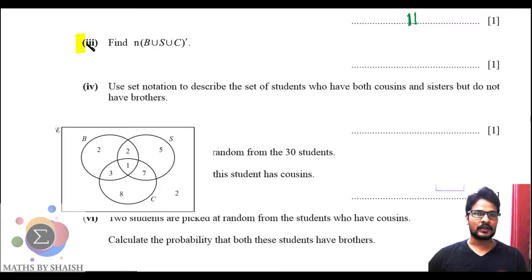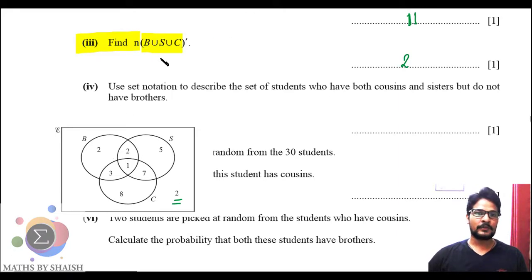And the third part, find n. n means the number of students in B union S union C, complement, meaning the union of all, and then the complement. From here we can see this union means all together B, S and C, and the complement means which is not in this region, that is of course 2. So there are 2 students who don't have a brother, sister or cousin.